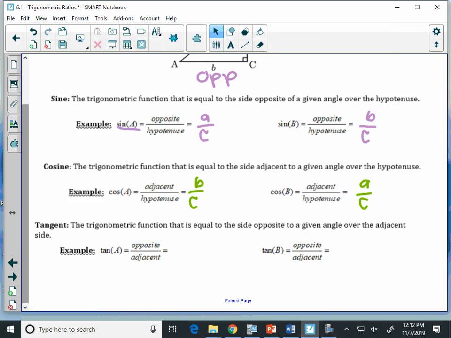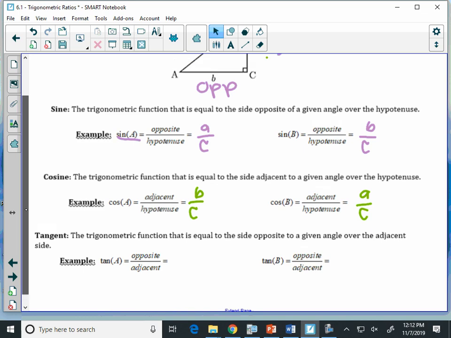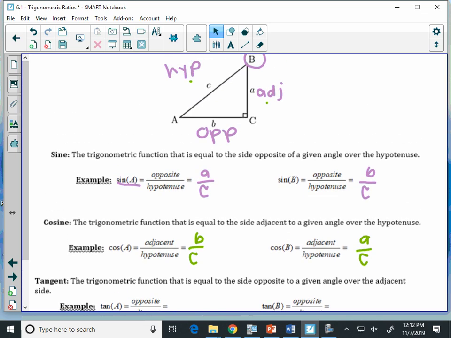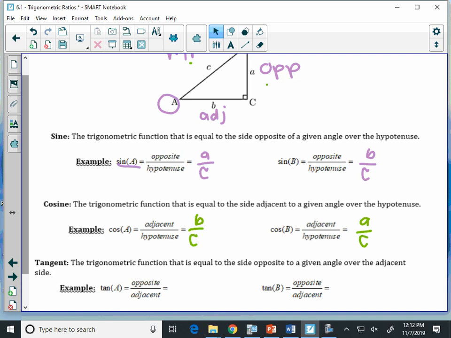So we have to label based off that angle. We're finding the tangent of A. So I'm going to start at A. We go across from A. That is our opposite. Across from the 90 is our hypotenuse. That stays there. Side left over is adjacent. Tangent, opposite over adjacent. So our tangent ratio for angle A is going to be what? A over B. Opposite over adjacent.